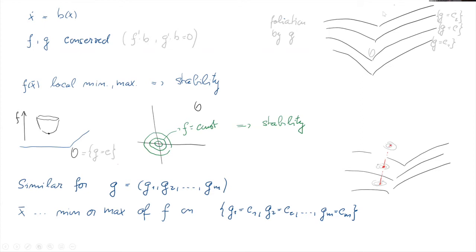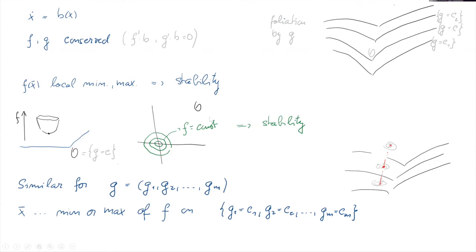Okay, this gives us a foliation. Now these leaves are preserved by evolution because G is conserved. And then if F attains its maximum, it's clear that it has a strong effect on its stability properties, right? If we start the evolution close to the maximum, because F has to be conserved, the solution has nowhere to go and has to stay nearby.